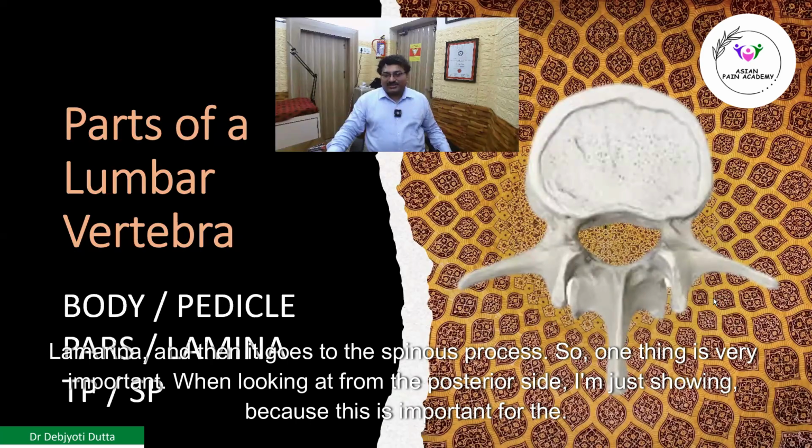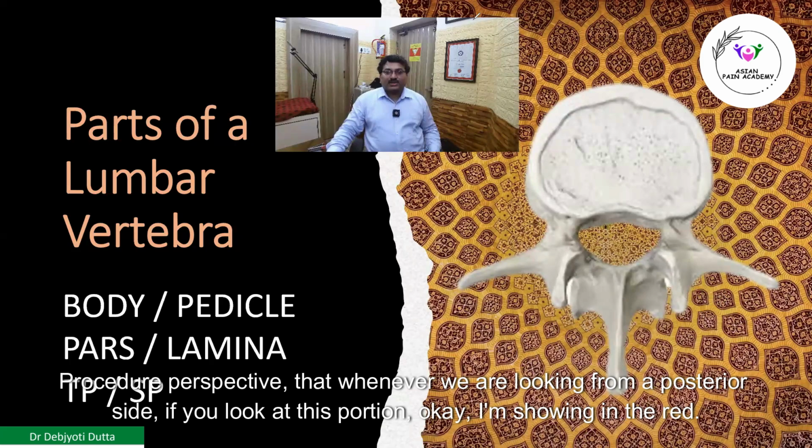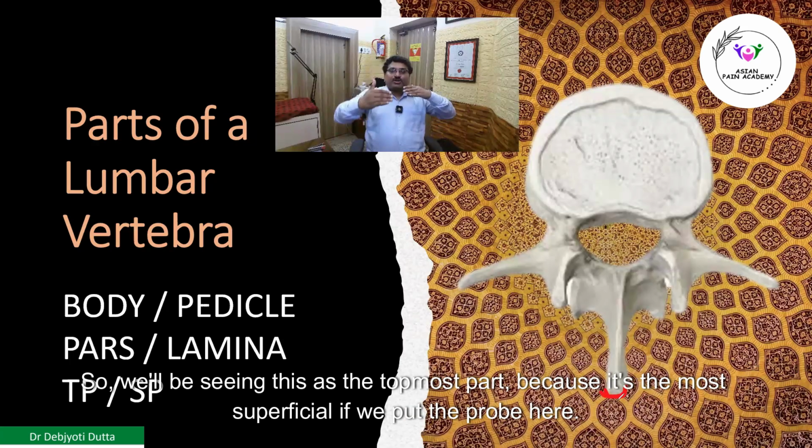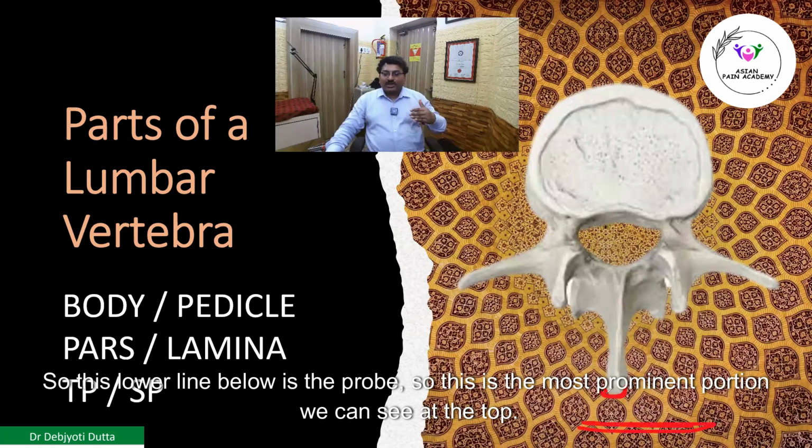So one thing is very important when looking from the posterior side. I'm just showing this because it is important from the procedure perspective, that whenever we are looking from a posterior side, if you look at this portion, I'm showing in red, it's a bony part. So we can see one topmost step here. Whenever we are looking from posterior to anterior, we'll see this as the topmost part because it's the most superficial. If we put the probe here, this lower line below is the probe. So this is the most prominent portion we can see at the top.